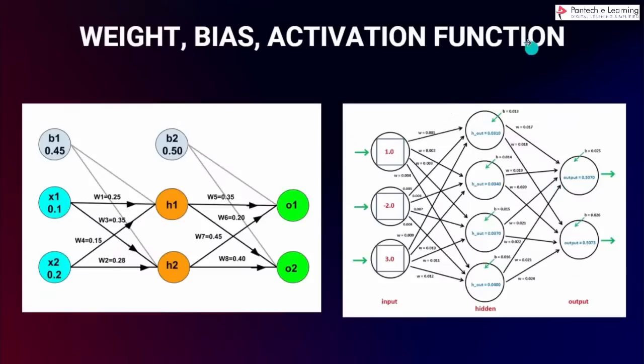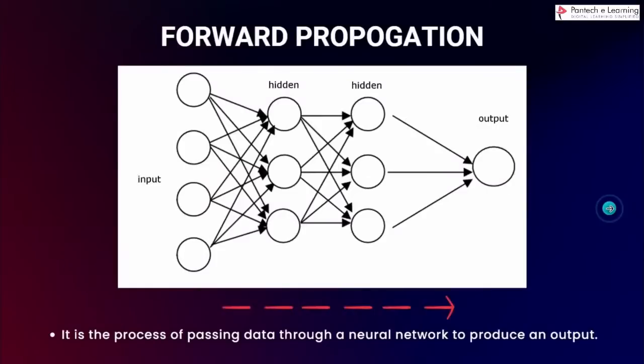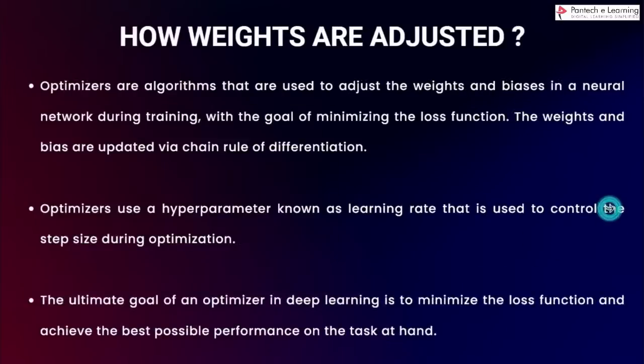Okay, activation function we will discuss. It is a function that gets some input and gives you some output. We'll discuss that later. But focusing on weight and bias, bias is a constant, weight is a value assigned for the importance of each input. And how these weights are adjusted, we have something known as optimizers, which are algorithms that are used to adjust the weight and bias in a neural network.